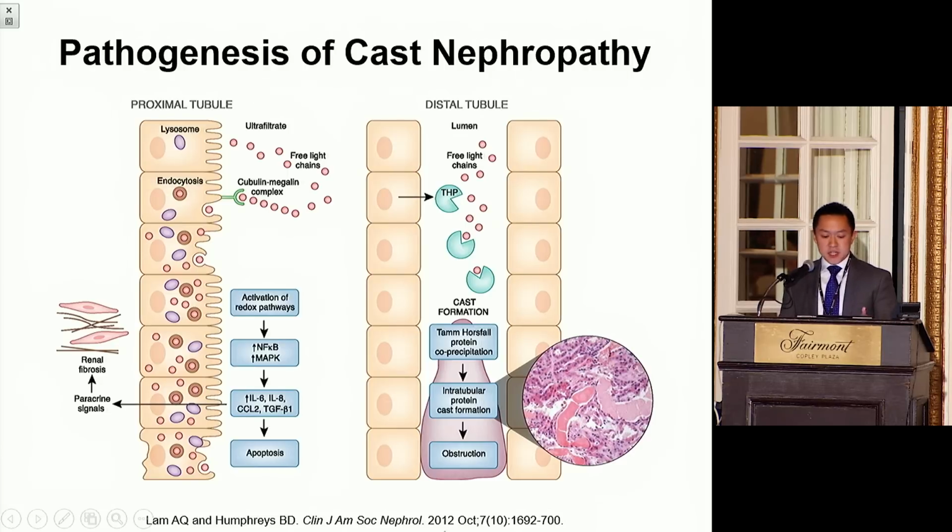So the light chains are taken up by the cubilin-megalin complex into endosomes in the proximal tubule cell, which then fuse with lysosomes, which degrade the light chains into amino acids, and these are recycled back to the body. Now, in patients who have multiple myeloma, there's an overproduction of these light chains, and the amount of light chains filtered by the glomerulus is so high that it overwhelms the proximal tubule's capacity to reabsorb these light chains.